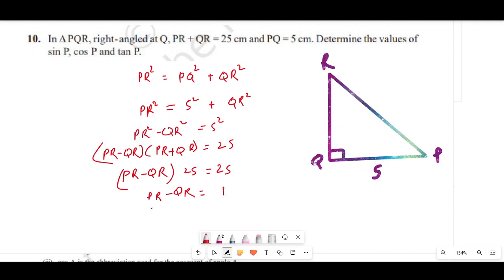Now with the use of QR, what will be the value of QR? 25 minus PR.